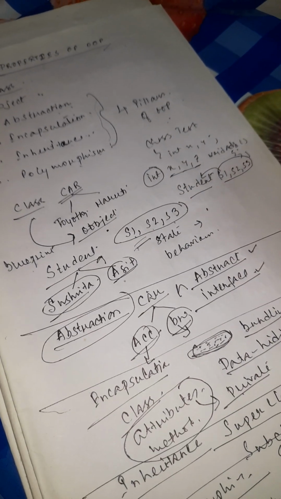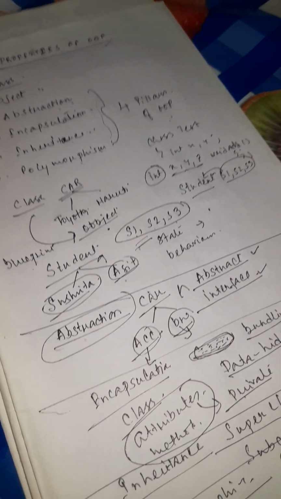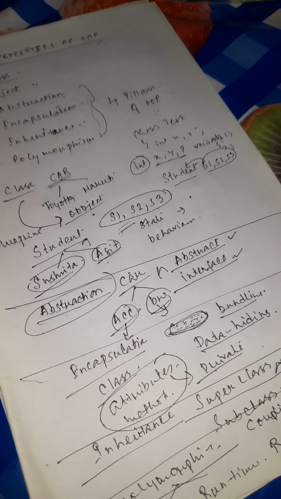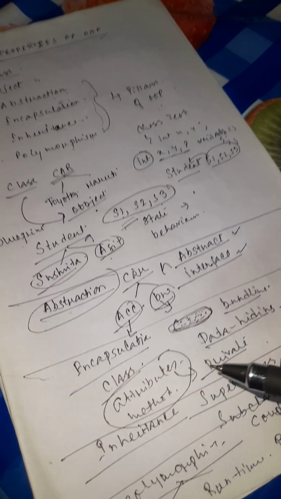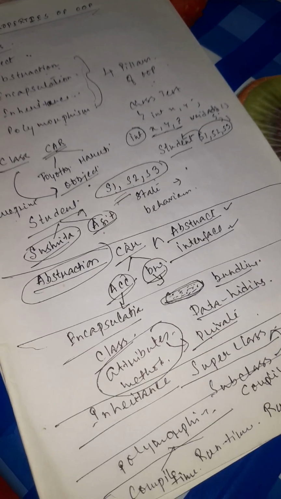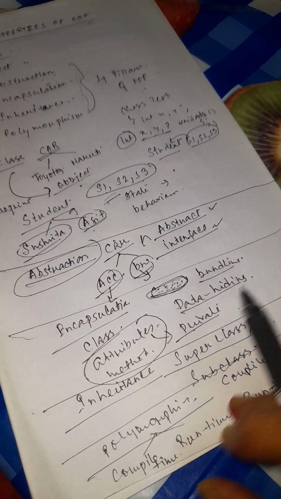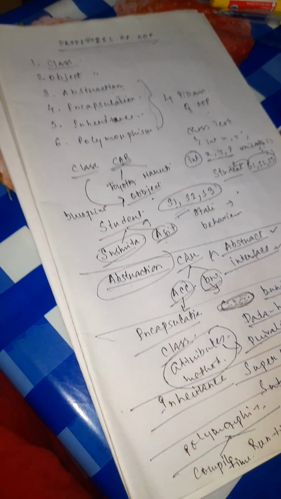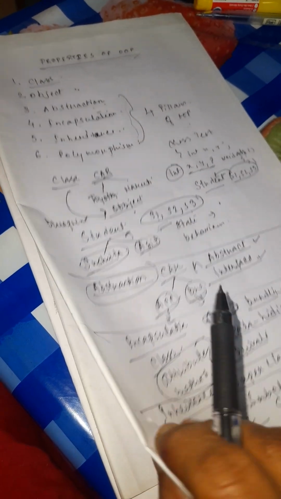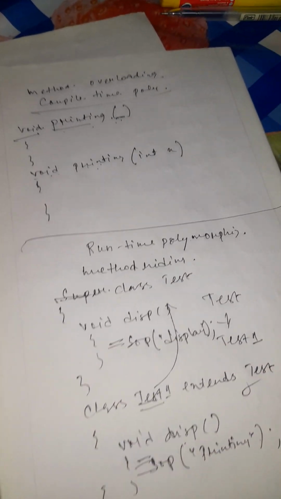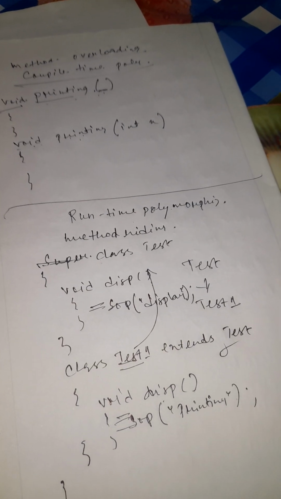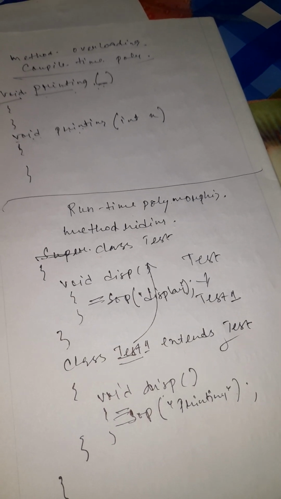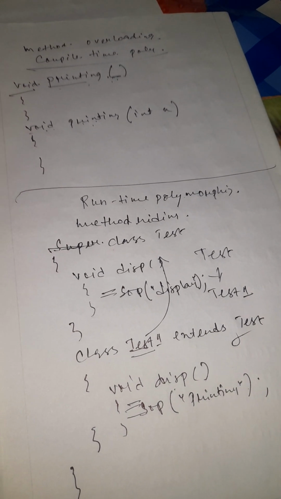Abstraction means you just use it, and there is no need to know the mechanism. That one is data abstraction. And with encapsulation, you can hide your data. And with inheritance, you can extend the superclass to a subclass. Polymorphism is multiple functions with different signatures, and that one is runtime polymorphism, which you implement through inheritance. Okay, thank you.